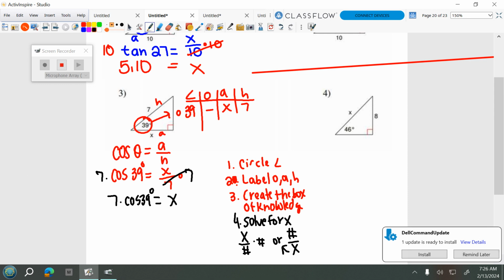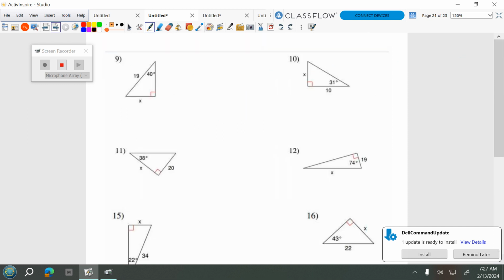I get x equals 5.44. All right, so we're going to take those same rules and apply them to the next couple of problems. Number 9. Circle the angle. Opposite side, we'll label it hypotenuse and adjacent. Create my box of knowledge. Angle is 40 degrees. Opposite, adjacent, hypotenuse.